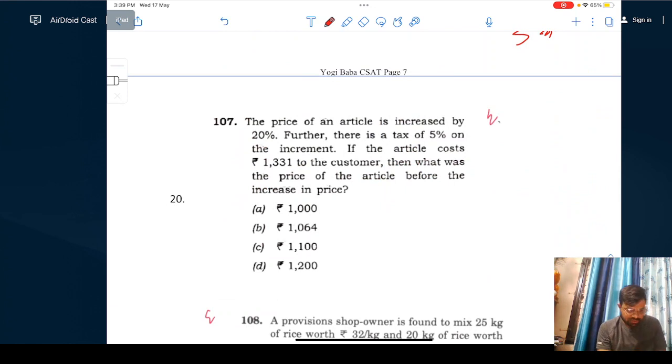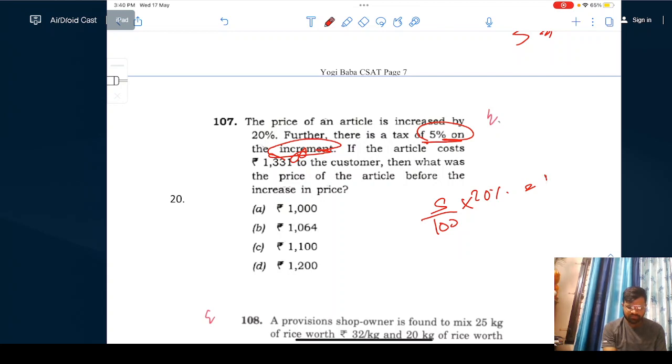Okay, 20th question. The price of an article is increased by 20%. Further, there is a tax of 5% on the increment. If the article costs 1331 to the customer, then what was the price of this article before? Okay, one thing that we can do: this is a tax on the increment. That means 5% of 20%, this we have to find.